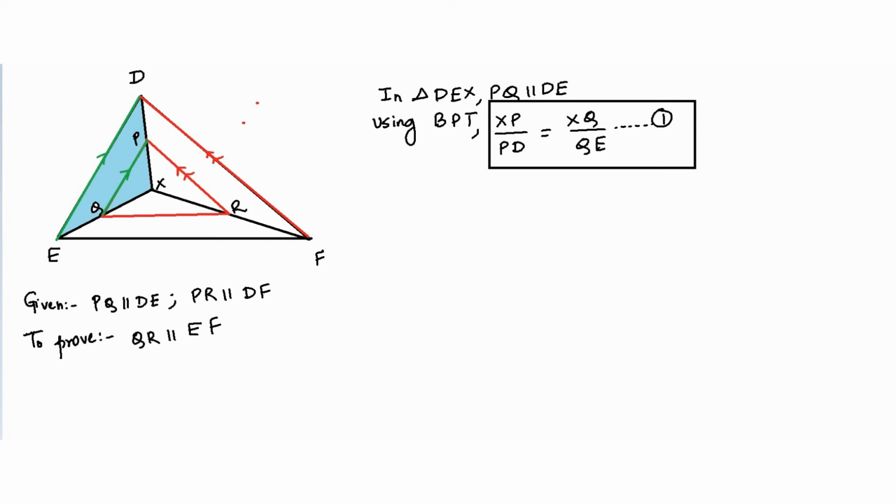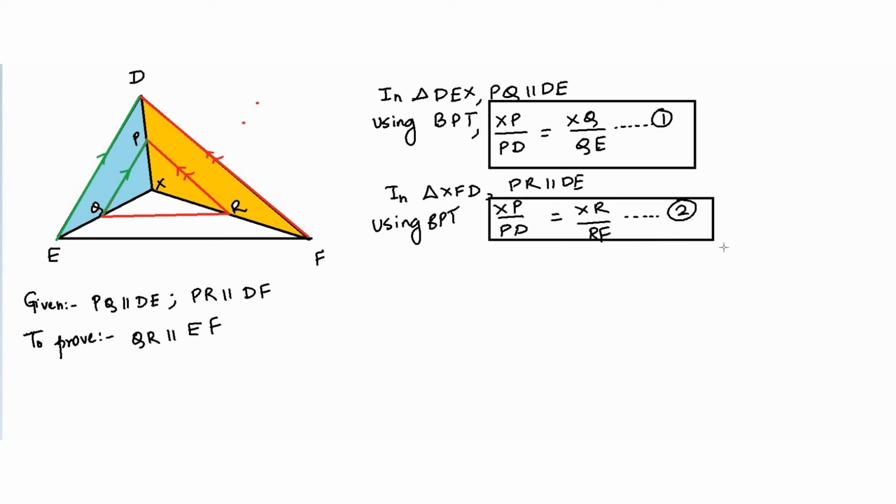Then let's consider the other triangle that can be a valid candidate for BPT. That happens to be triangle XDF, in which PR is parallel to DF. So I can say in triangle XDF that XP upon PD is equal to XR divided by RF, right? This is again because PR is parallel to DF, and again using BPT I can write this particular statement.